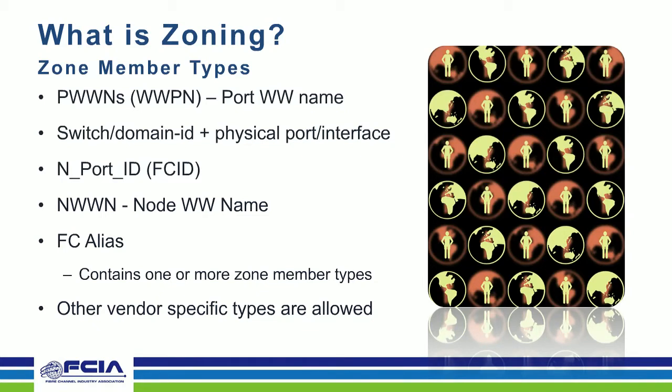So in general, you want to do your zoning with WWPN/PWWN, which is the port WW name, or you want to do it with an FC alias or some naming convention, because the other ones have significant drawbacks, and FCIDs, for example, might change. Each vendor does allow other specific types that might be allowed in different vendors. So there is a provision in the specification to allow for different types.